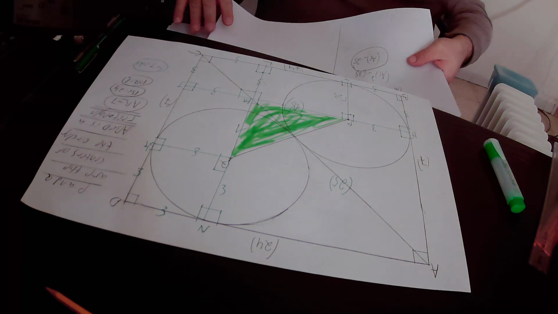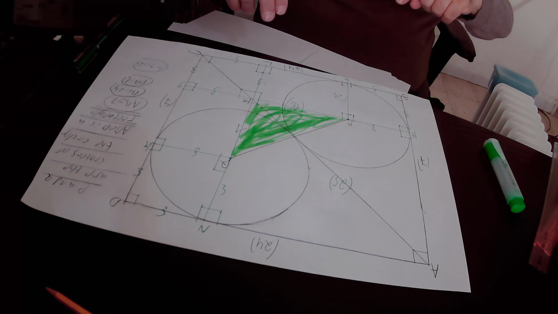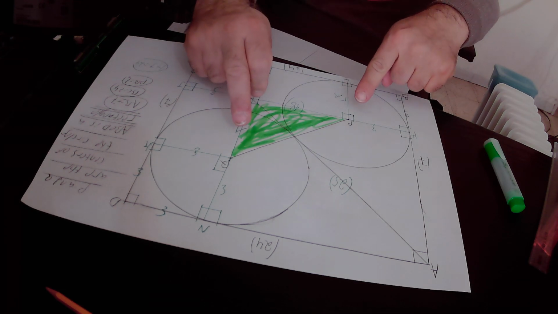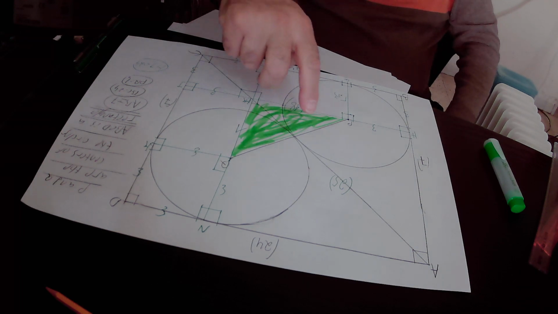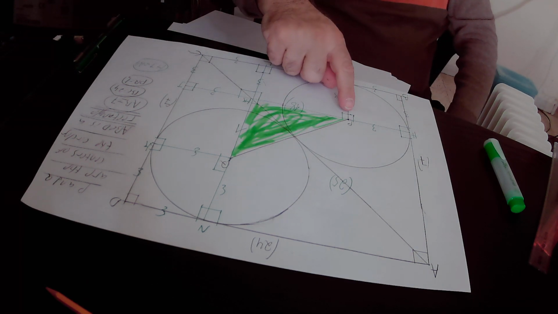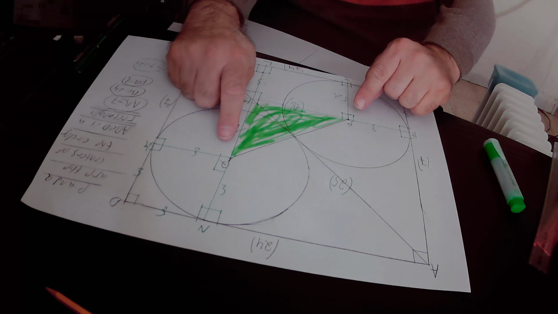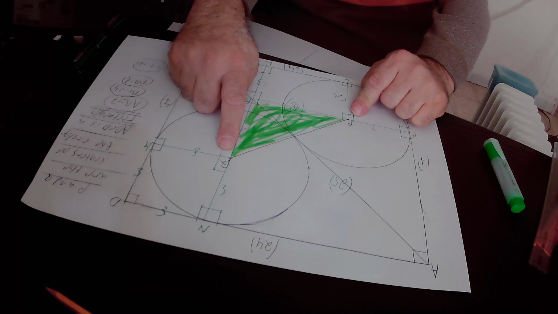So in this lecture we found out the distance between the centers of those two circles. The center of this circle is here at point Q, the center of this circle is here at point P, and we found out the distance between those two centers, that is to say the length of line segment QP.